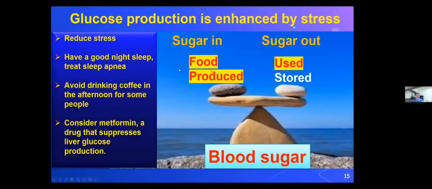So for sugar production from the liver, it's very important to reduce stress, have a good night's sleep, and treat sleep apnea. A lot of obese patients have sleep apnea, causing stress at night that will increase liver glucose production. And for some people, try to avoid coffee in the afternoon. Another way is to add a medication called metformin, which specifically lowers hepatic liver glucose production.